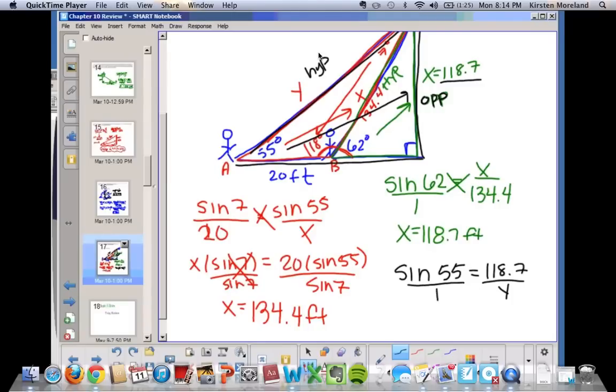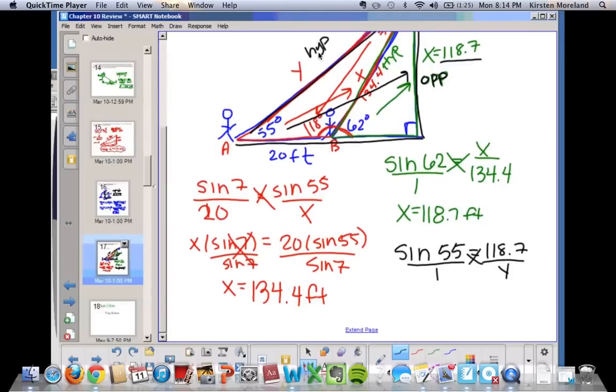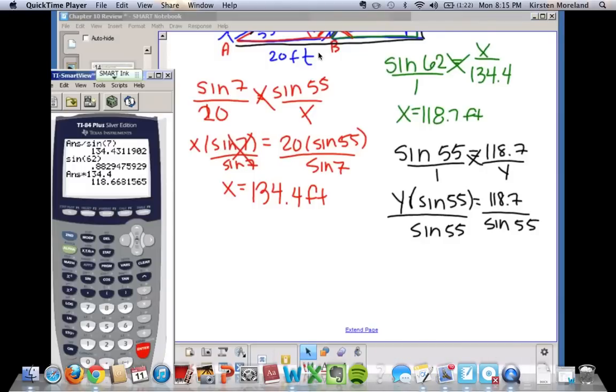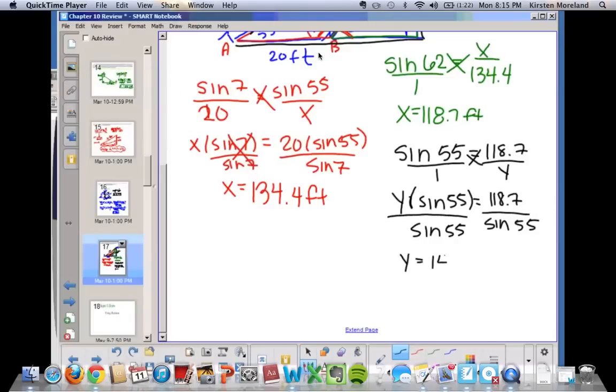And then I'm going to cross multiply, and I am about done with my final answer. Just need to do my calculations. I'm going to go to my calculator and do 118.7 divided by sine of 55. And I finally found my last value, which is 144.9. So student A, which is the farthest away from Superman, is 144.9 feet away.